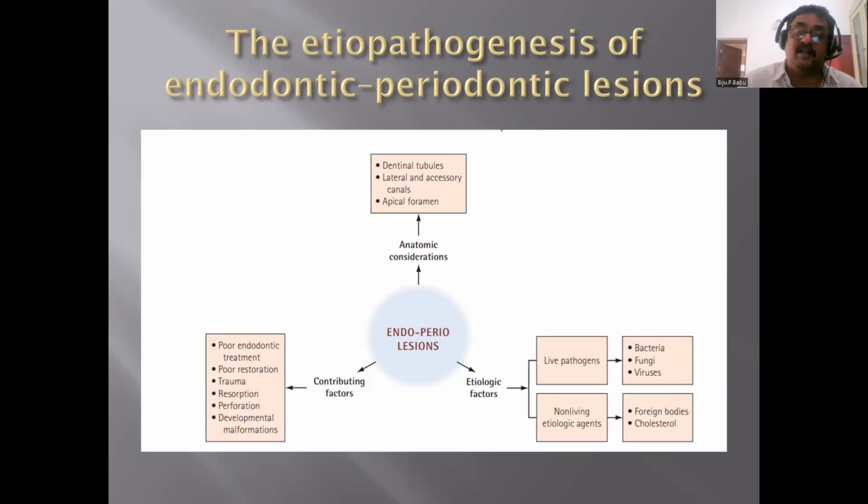Now, all these three etiologic factors, then anatomical considerations, as I told you, the dentinal tubules, lateral canals, and apical foramen. These are the normal anatomical considerations. And other contributing factors are poor oral hygiene, poor endodontic treatment, poor restoration, trauma, resorption. All these are the contributing factors, and all three together, or one or two of them, can aid in the progression of the endo-perio communication.